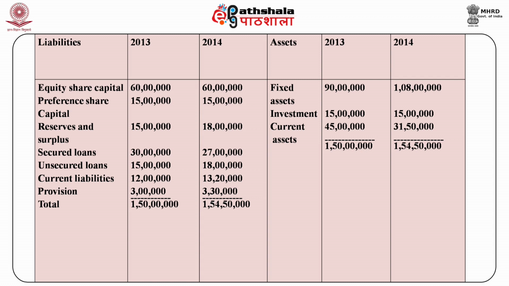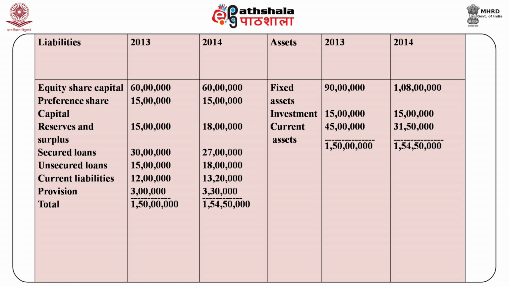For secured loans it is 30 lakh. For unsecured loan it is 15 lakh. For current liabilities it is 12 lakh. And for provisions it is 3 lakh. The respective figures for 2014 are for equity share capital it is 60 lakh. For preference share capital it is 15 lakh. For reserves and surpluses it is 18 lakh. For secured loans it is 27 lakh. For unsecured loans it is 18 lakh. For current liabilities it is 13 lakh 20,000 and for provisions it is 3 lakh 30,000.